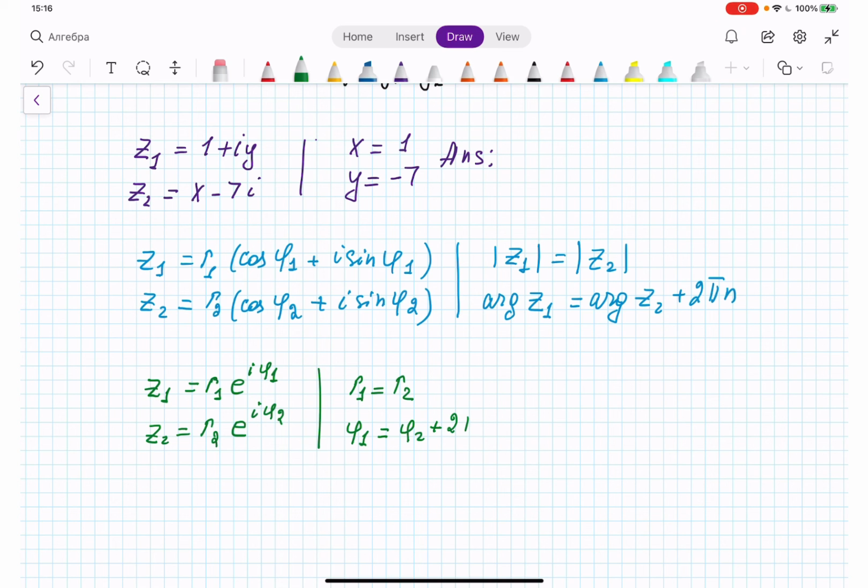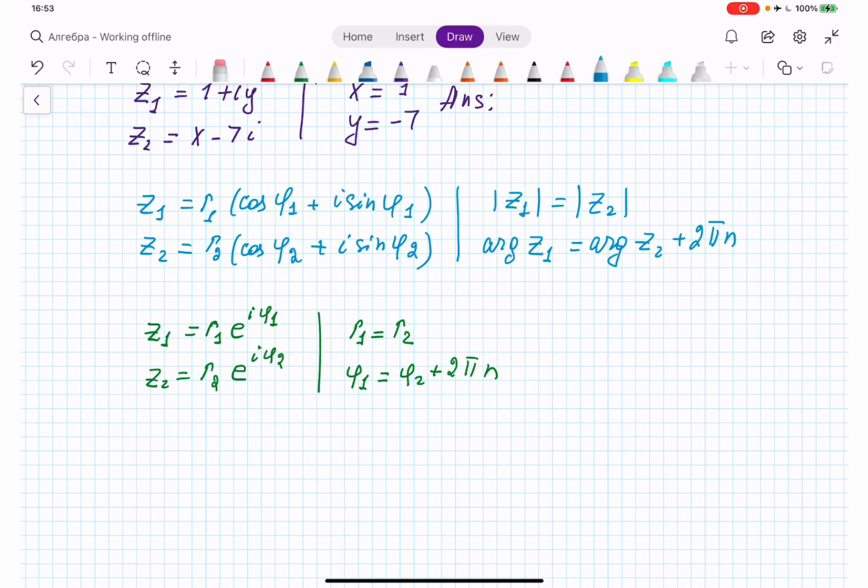plus 2 pi n. Again, why do we do 2 pi n? Because we are dealing with sine and cosine, and their period is 2 pi, which means every 2 pi times n, whatever n it is, you are going to get the same answer.